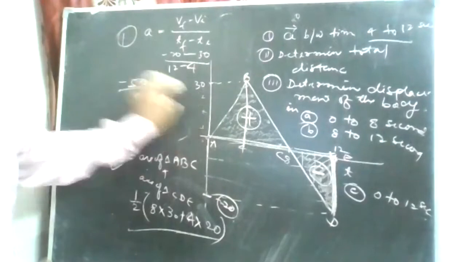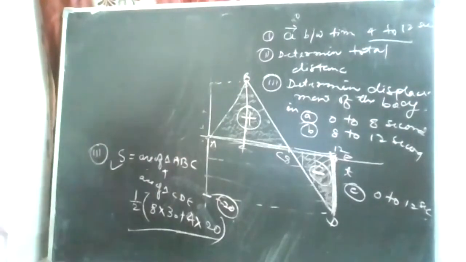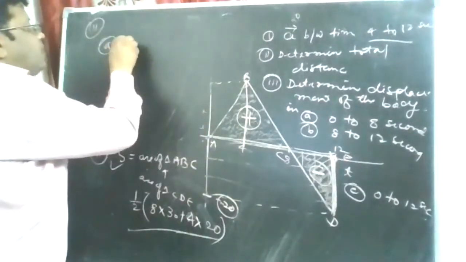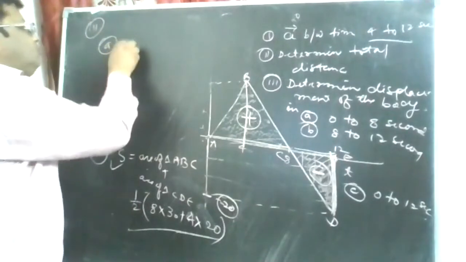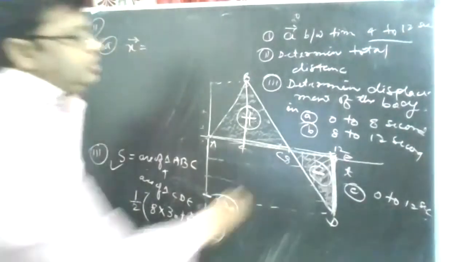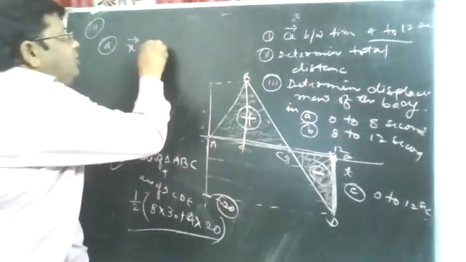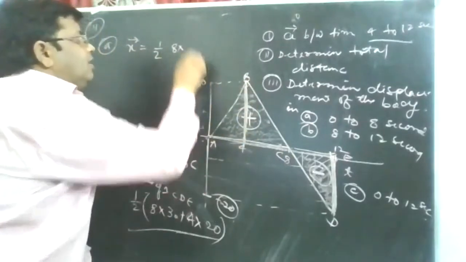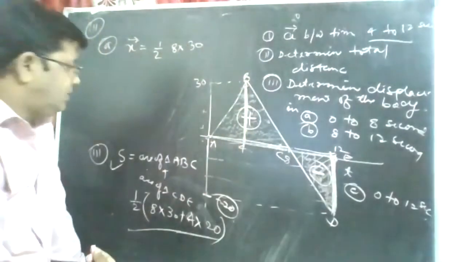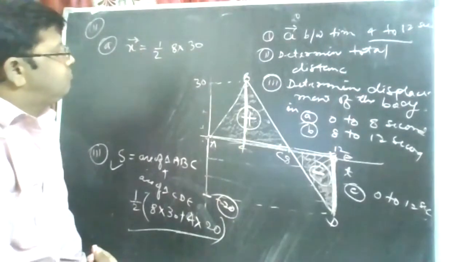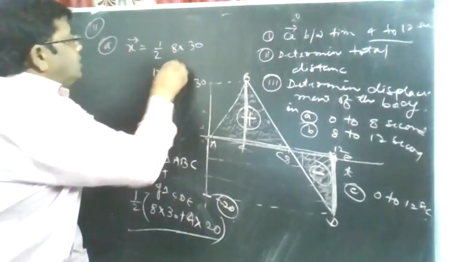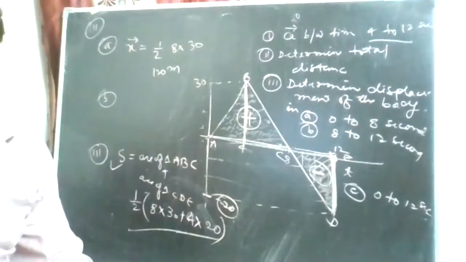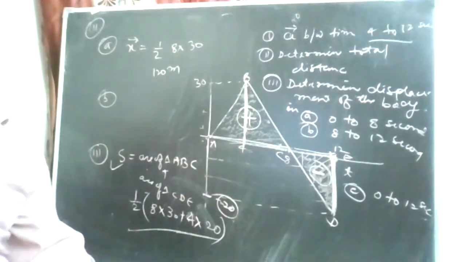Displacement is positive. Third question, third part of the question. Question number three, part A: displacement of the body from 0 to 8 seconds. Half into base into height. 30. What is the answer? 120 meters. Now part B, tell me the answer. Yes, part B, 8 to 12 seconds.